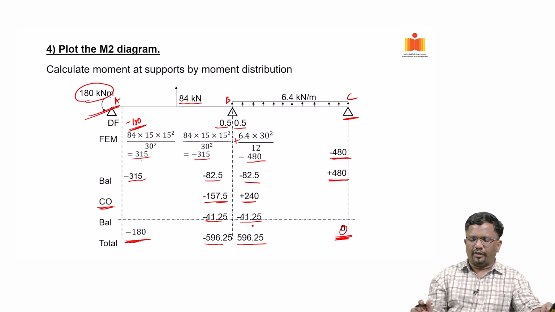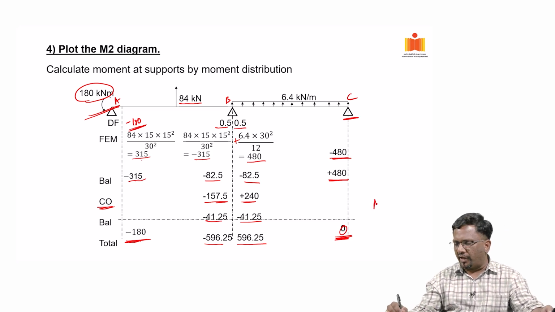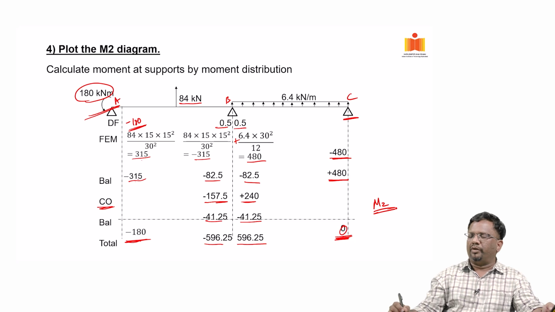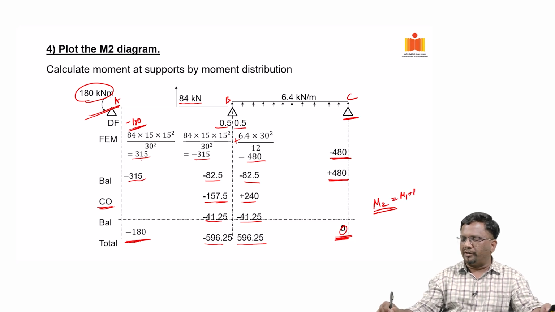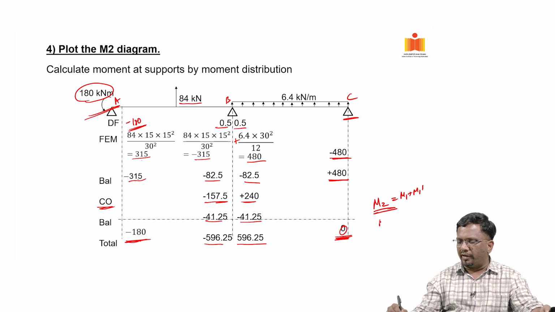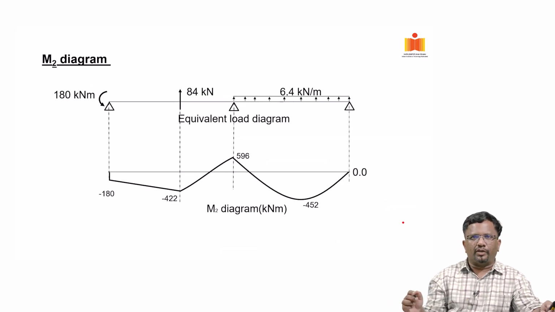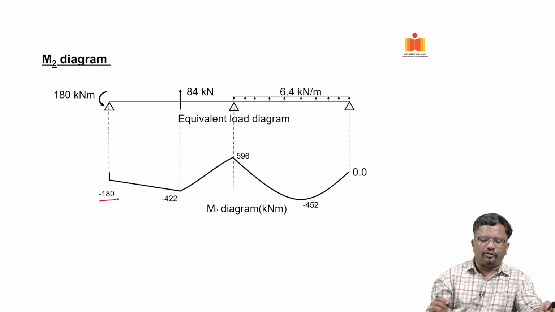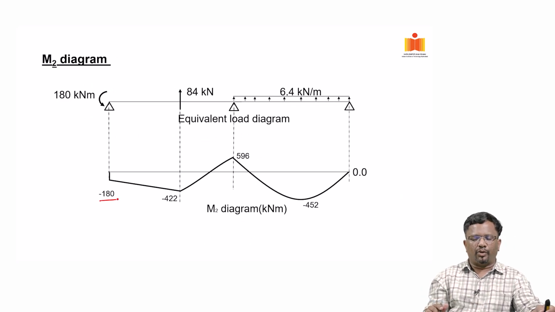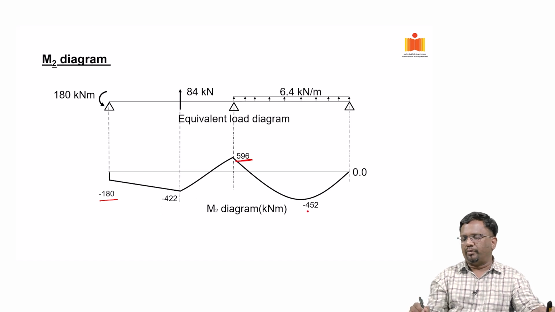So, in this way, these are the moments we are directly getting, which is M2, which is actually M1 plus M1 prime, directly from the moment distribution method, MDM. So, when you plot this, you get minus 180, and 596, minus 452 and 0.